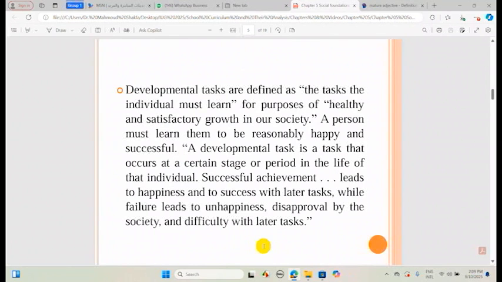Developmental tasks are defined as the tasks the individual must learn for purposes of healthy and satisfactory growth in our society. A person must learn them to be reasonably happy and successful. So, a developmental task is a task that occurs at a certain stage or period in the life of that individual. Successful achievement leads to happiness and to success with later tasks, while failure leads to unhappiness, disapproval by the society, and difficulty with later tasks.